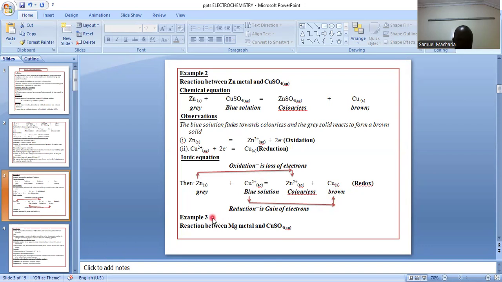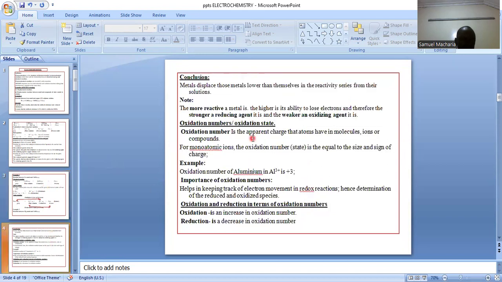Similarly, we can also look at example 3, and I would like you to use the previous two examples to also discuss by yourself during your own free time about this displacement reaction, and you show the oxidation and the reduction change. I want us to now conclude.